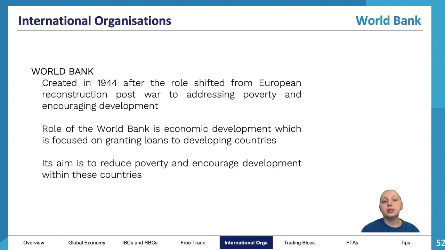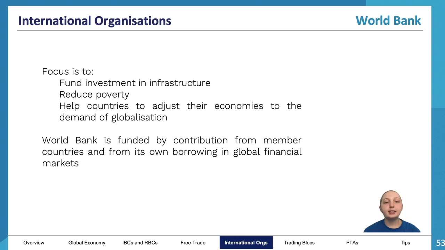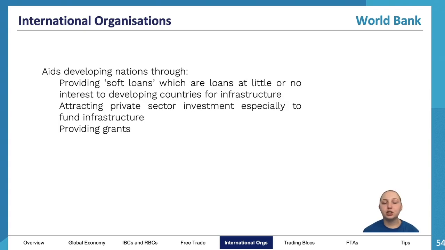So then we've got the World Bank, which was created in 1944 after its role shifted from European post-war reconstruction to addressing poverty and encouraging development. Now, it's important that you remember the role of the World Bank is economic development, not economic growth. So the World Bank is focused on granting loans to developing countries to reduce poverty and encourage development within these economies. Okay, super important: the World Bank is about development, not growth. So the focus of the World Bank is to fund investment in infrastructure, reduce poverty, help countries to adjust their economies to the demands of globalization, and it's funded by contributions from member countries as well as from its own borrowing in the global financial market, which has a little bit of stipulations to that, but we'll talk about that in a second.